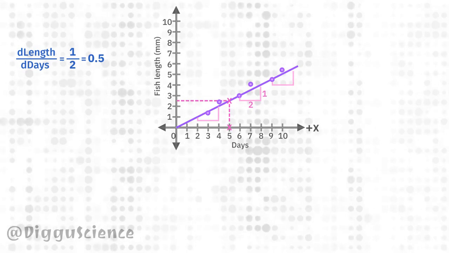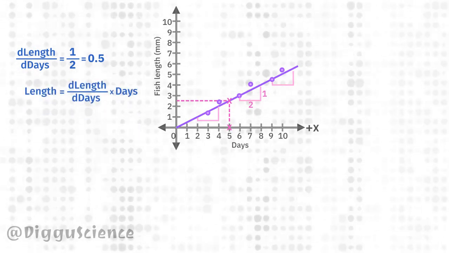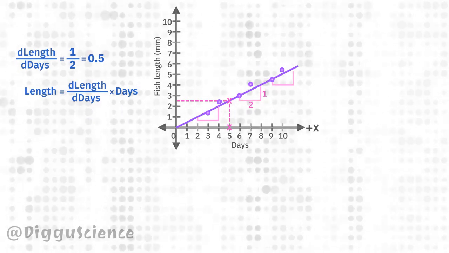From here, the length of the fish on a given day can be calculated as the fish's growth rate multiplied by the fish's age, or number of days.